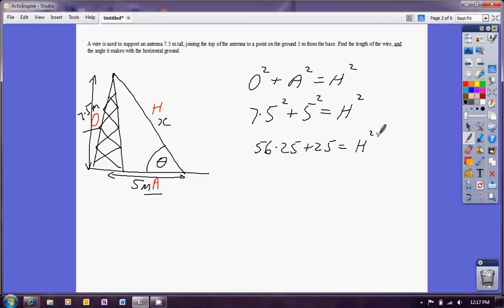or therefore h equals the square root of 81.25, which equals 9.01 metres. And that's the length of our wire, h or x.